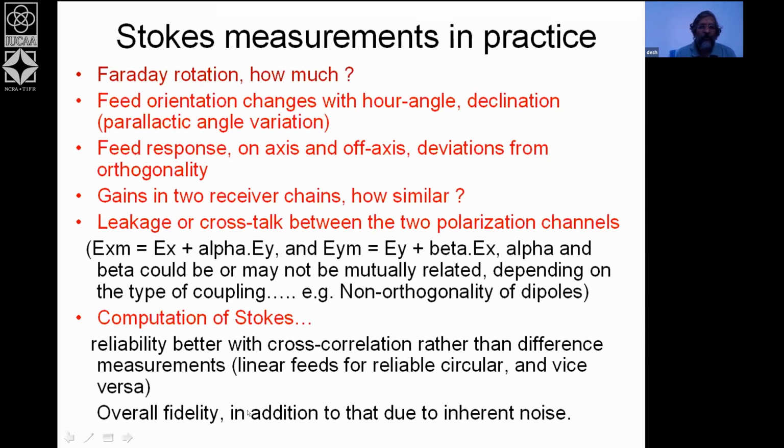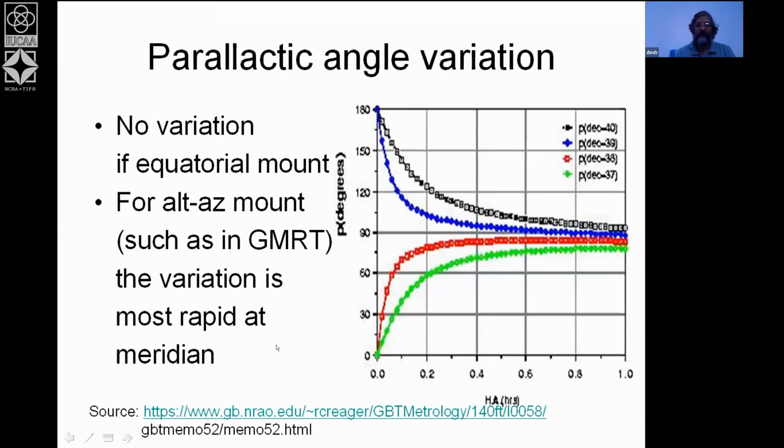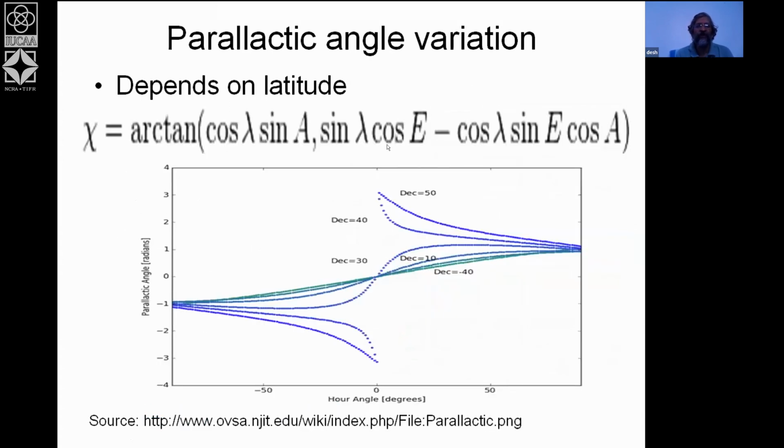And then, of course, you compute the Stokes parameters using the equations I showed, which is a standard way of doing it. So the overall fidelity, in addition to the fidelity compromise due to inherent noise, is decided by various of these factors. This is just an example of how the parallactic angle changes. I have not spent much time on it, except to show that it depends on the declination, the different colors showing, and it depends on the kind of mount. For example, an equatorial telescope will have no variation of the parallactic angle, in the sense that you look at the source with the same orientation. Flip through, this is just the equation describing that.